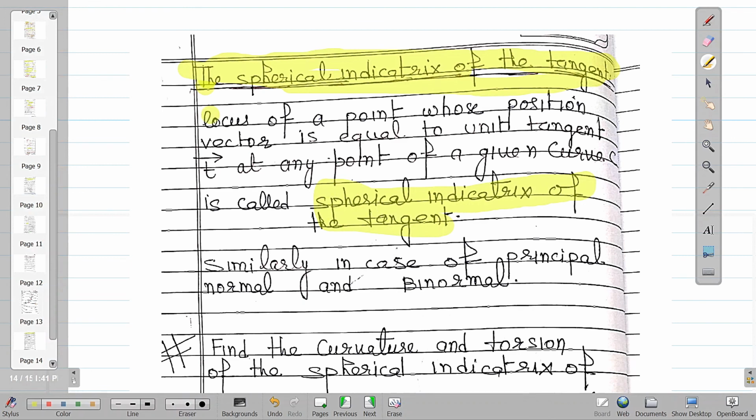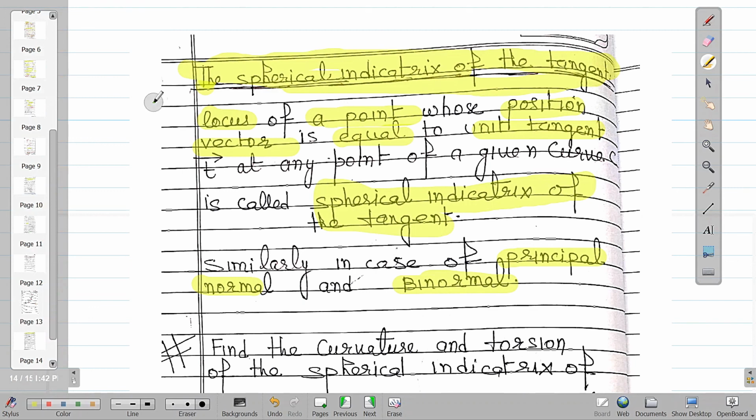So what is this? It is the locus of a point. Which point? Whose position vector is equal to the unit tangent. That is called the spherical indicatrix of the tangent. If the unit tangent is replaced by the principal normal, then it is called the spherical indicatrix of the principal normal. If the unit vector is replaced by the binormal, in that case, it is called the spherical indicatrix of the binormal. So these are the definitions.